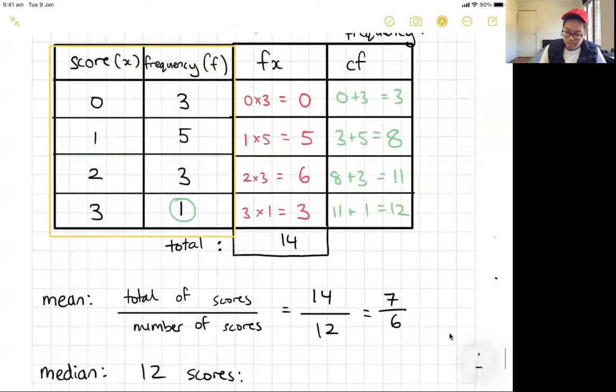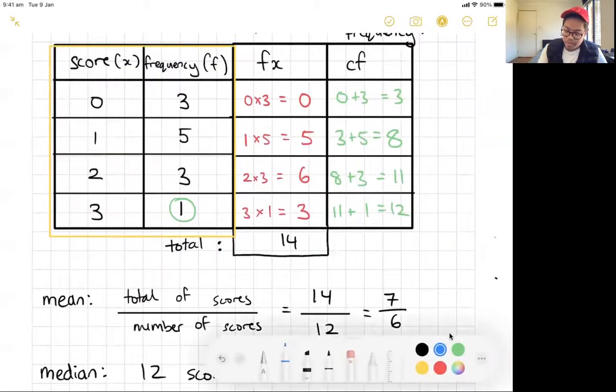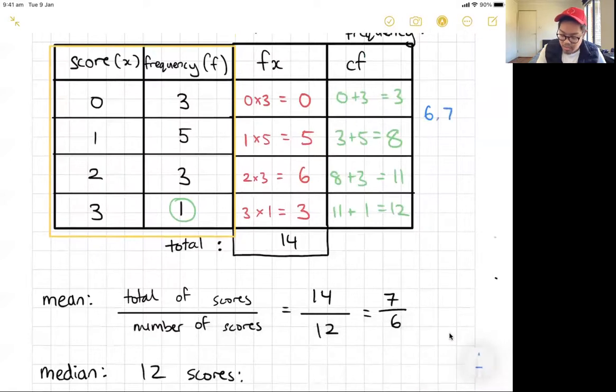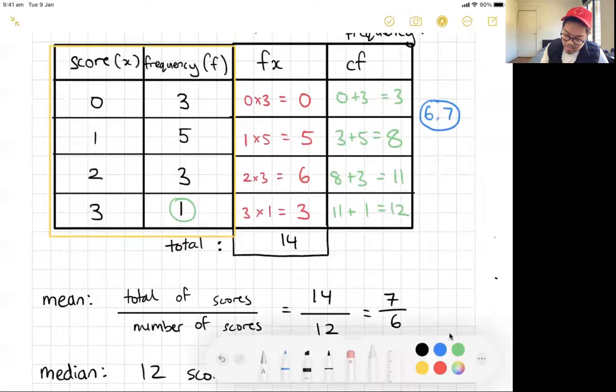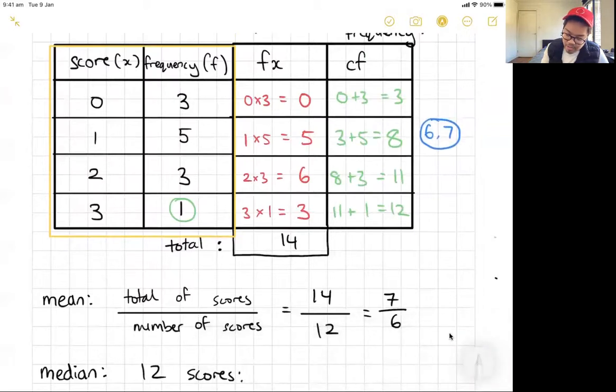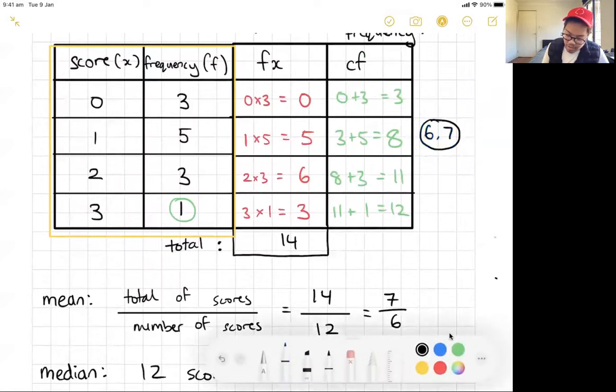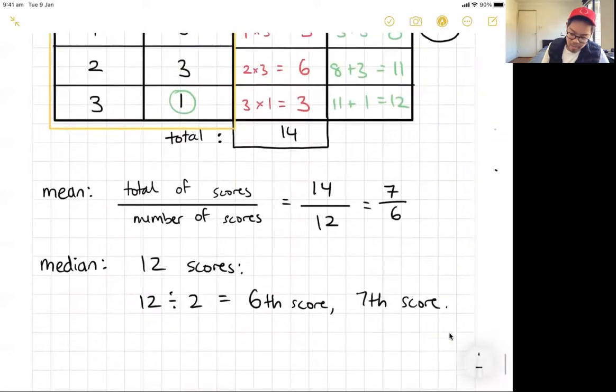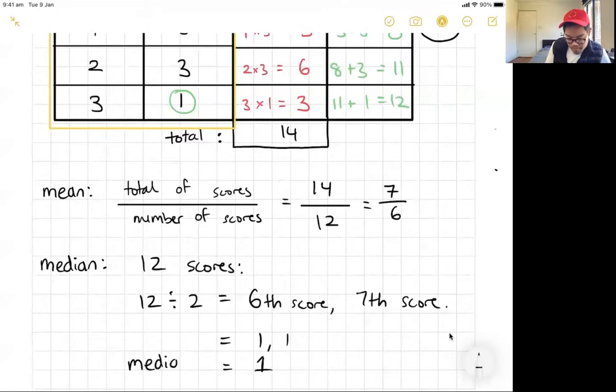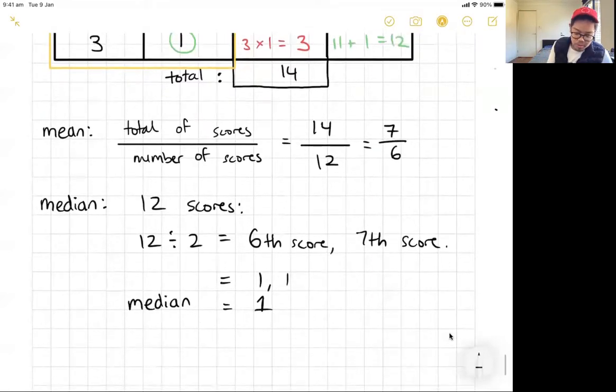Now I look here at my cumulative frequency, and I look here, where does 6 and 7 go? 6 and 7 technically goes here, right? In between the 3 and the 8. And so technically, I can move that there, and I can see, okay, my score was 1. So here, I can very easily read that my median, my 6th score is 1, and my 7th score is also 1. So my median is just simply 1. Okay. And then those are the difficult ones from there.